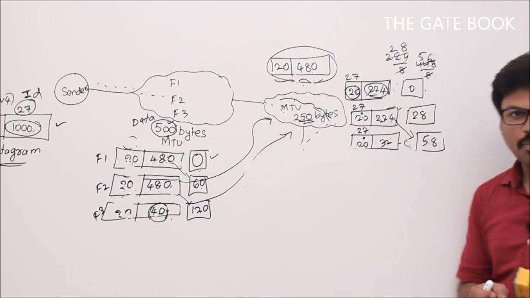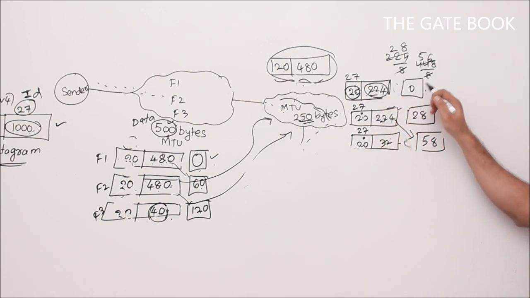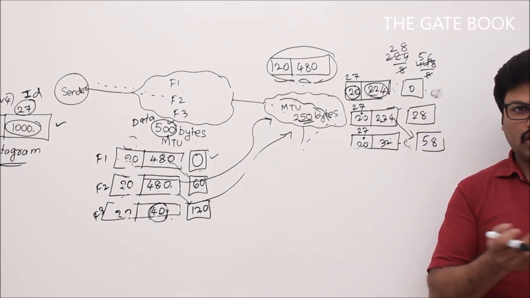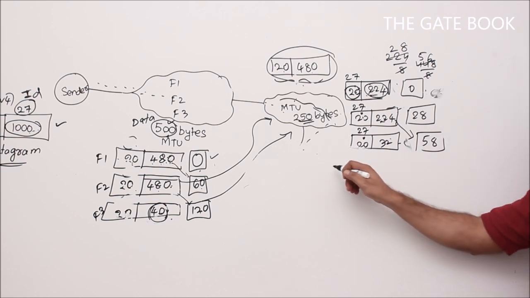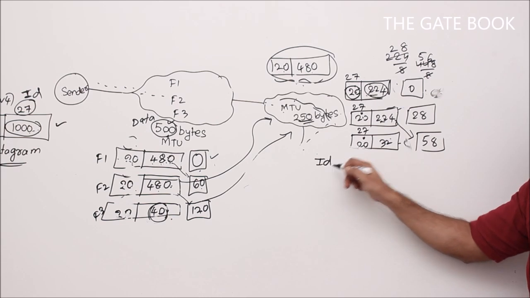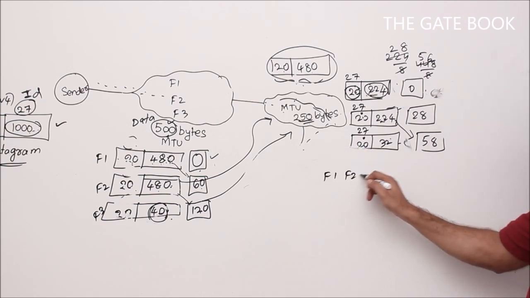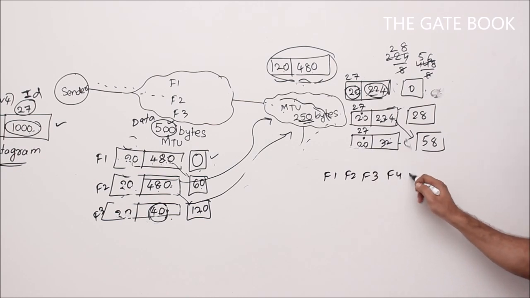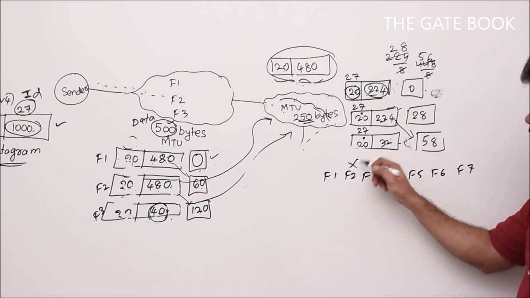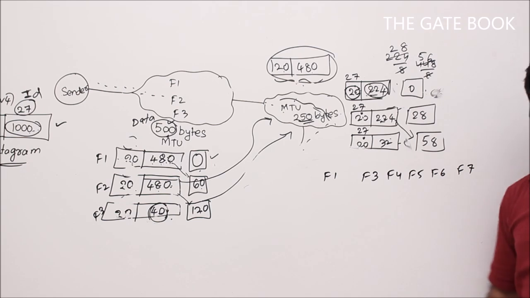Okay, now we'll see the last point: once all the fragments come to the destination, how is the receiver going to defragment them? That means how is it going to merge them? Very simple. First of all, it will collect all the fragments with the same identification number. Still, there is a chance that, let's say these are the fragments which are created, F1, F2, up to F7, 7 fragments. What if one of the fragments is lost in the communication? How is the receiver going to find out?